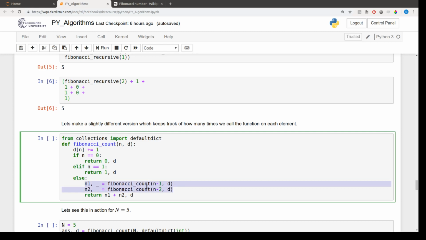But we're adding in this dictionary, D, which is going to keep track of how many times we have seen a call for the nth Fibonacci number. So whenever Fibonacci count with some n gets called, we're going to increment the value in the dictionary at position n, or at key n, by 1.